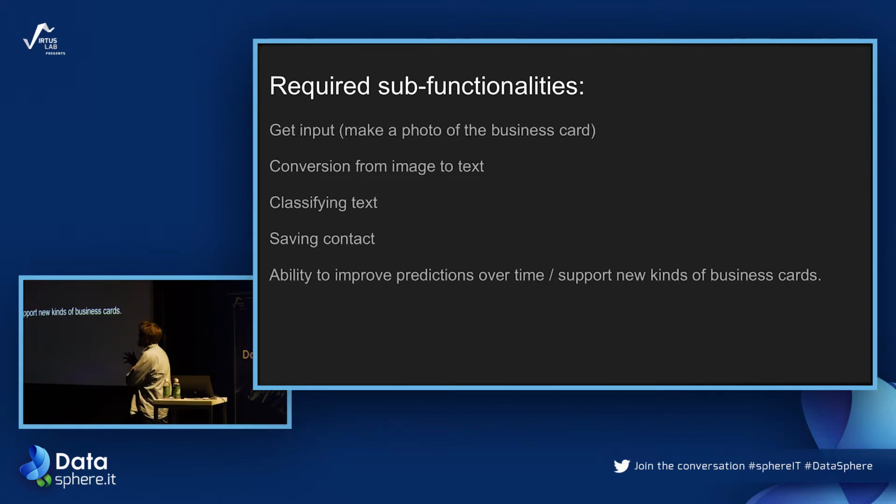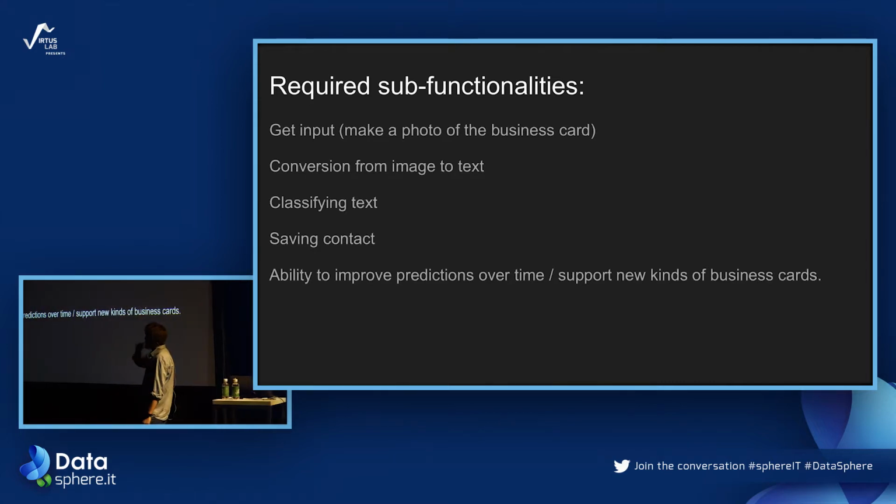So these would be the sub-functionalities we would require. Firstly, take a photo. We won't talk about it because it's just a functionality you get by buying a phone right now. Conversion from image to text. It is done by a model, but we were sort of lazy, or we just used the solution which is good and which is provided by Google. We have an offline model that converts the image to text. Classifying text. Okay, this will be the task we will be talking about today. Saving contact. Simple. We just need to save the extracted information correctly to the phone, and the ability to improve predictions over time. So basically, it's what I talked about earlier, which is to switch the model for a new one when you have additional data.